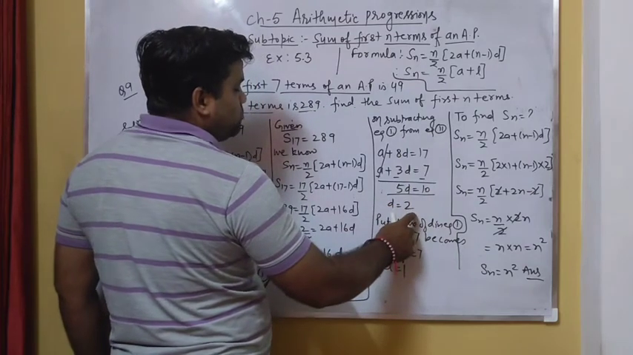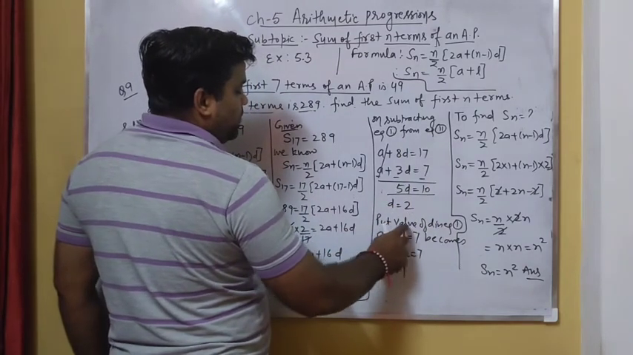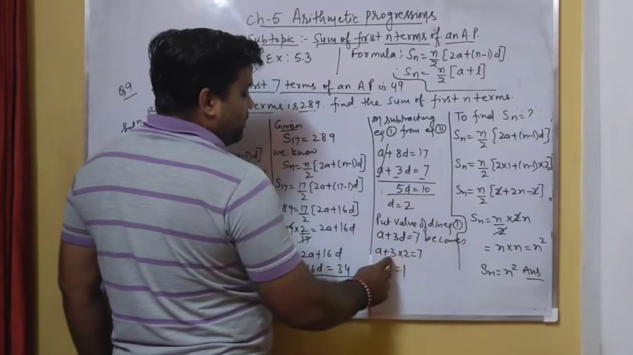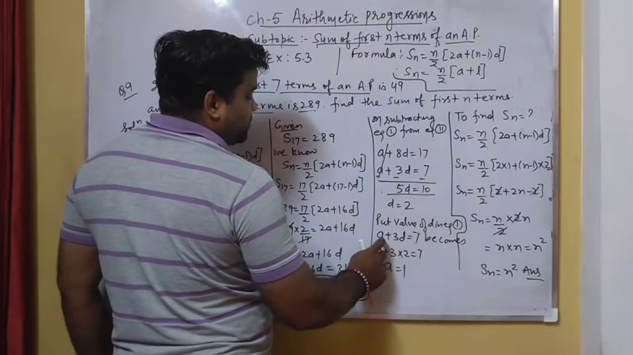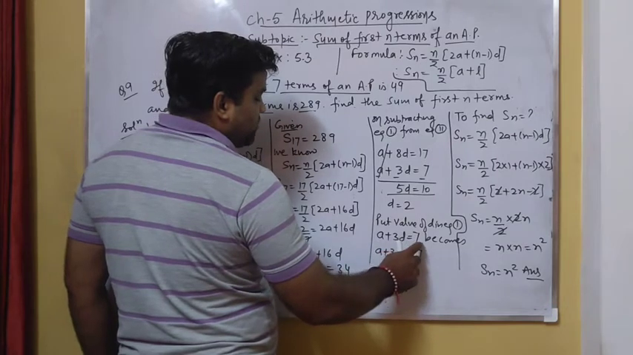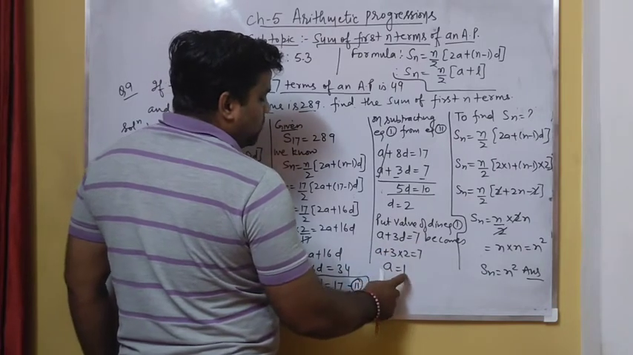we get the value d equal to 2. Put the value of d in equation number first, which is a plus 3d equal to 7. After solving, we get the value of a equal to 1.